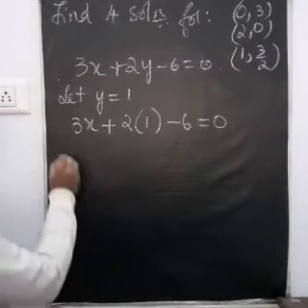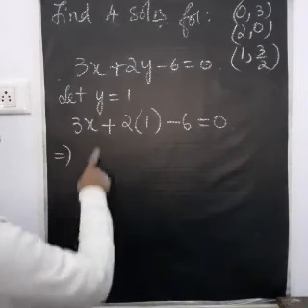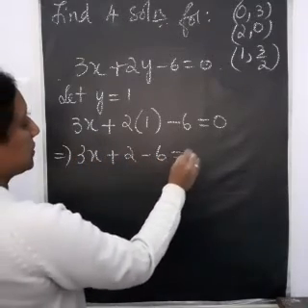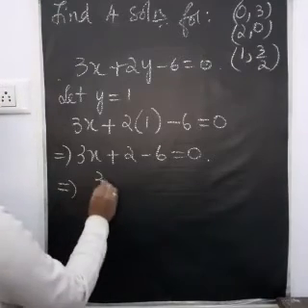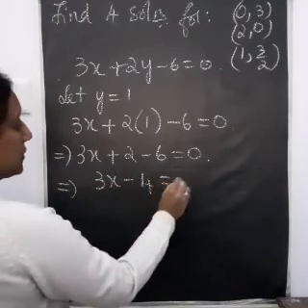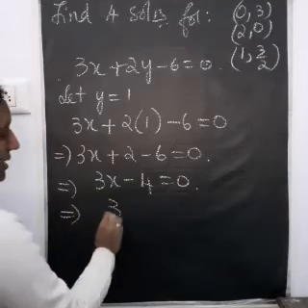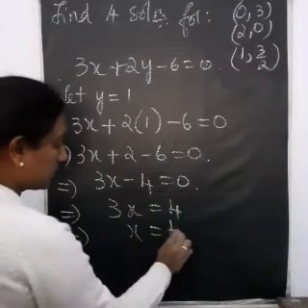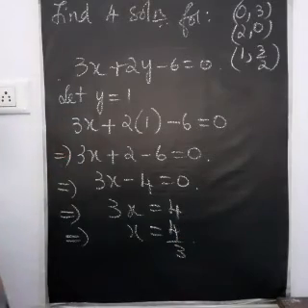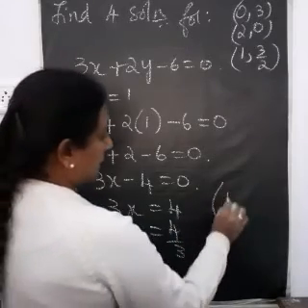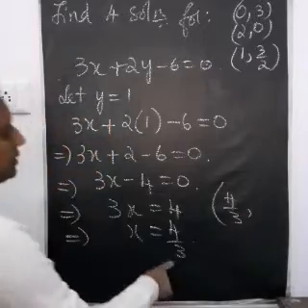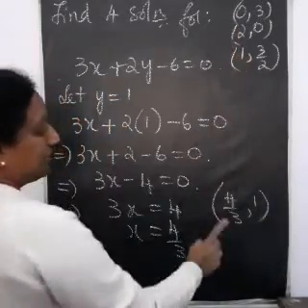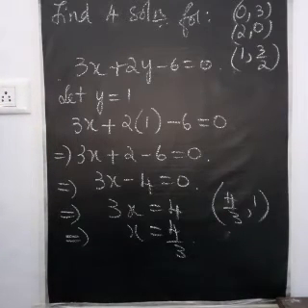So this will be 3x plus 2 minus 6 equal to 0. So you get 3x minus 4 equal to 0. That is 3x is equal to 4 and that implies x is equal to 4 by 3. So what is the next set of values that we are getting? 4 by 3, which is the x value, and the value of y is 1. So I have got 1, 2, 3, 4 solutions for this equation.